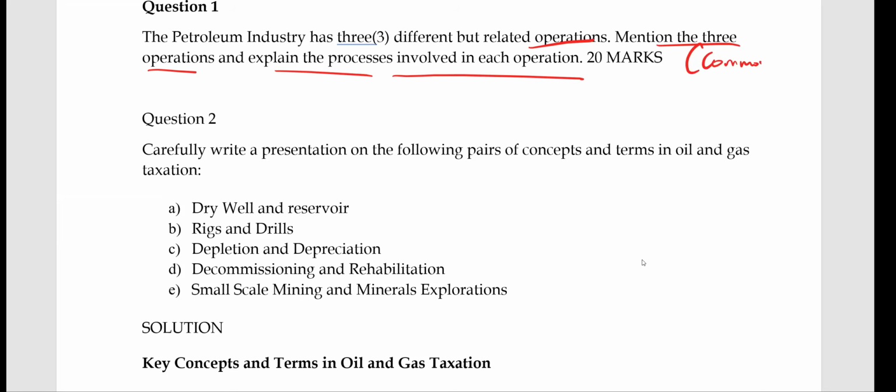So if this one doesn't come in a different way, look at the assessor trend. They have never changed any trend. You are the one who has not learned.